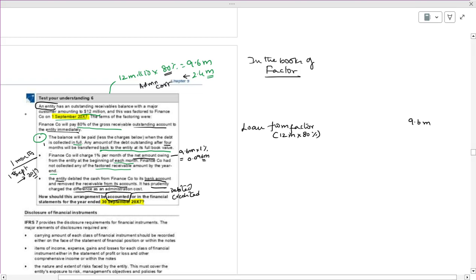I will put this as 0.1, 0.2, 0.3. How much is the administration cost? 2.4. See, the entity debited the cash from the finance company to its bank account and removed the receivables from its account. It has prudently charged the difference as an administration cost.